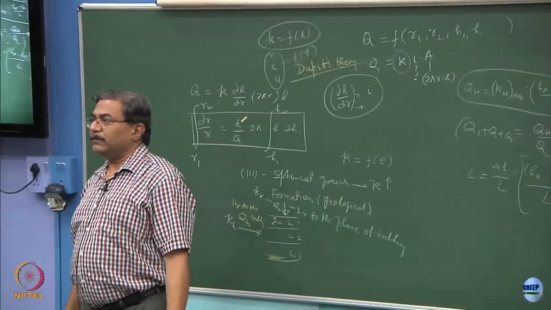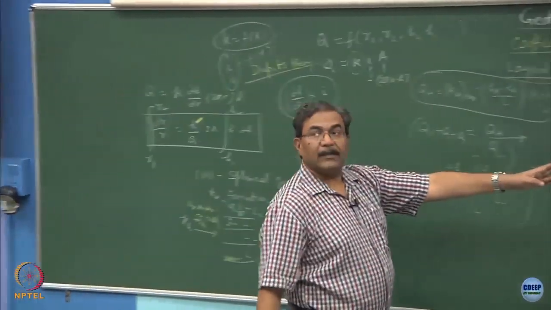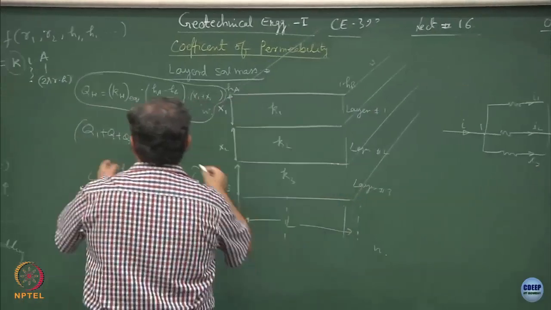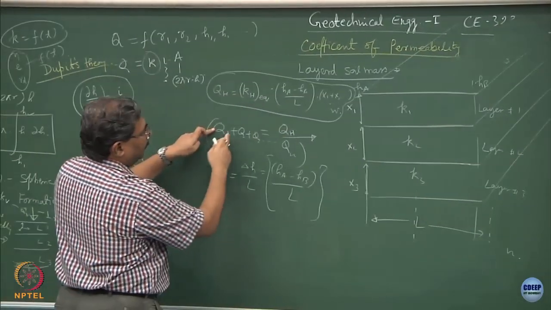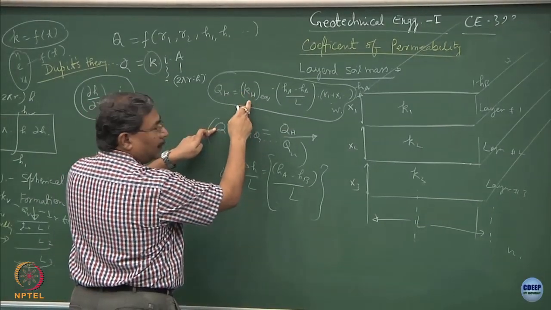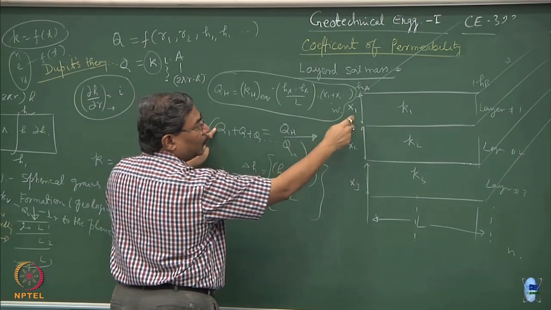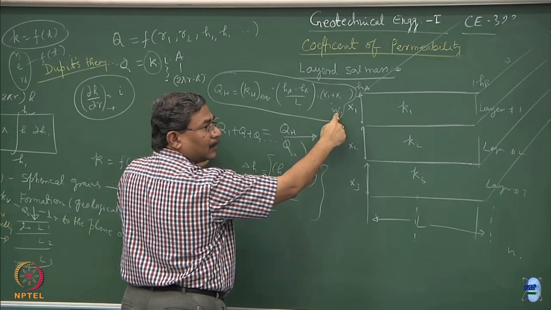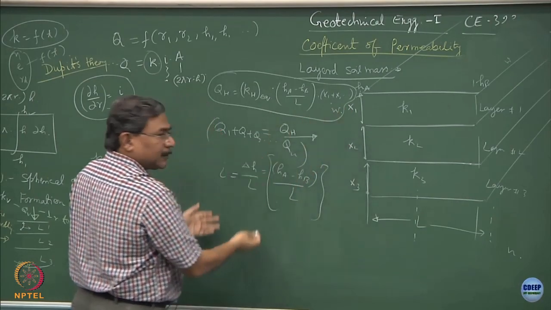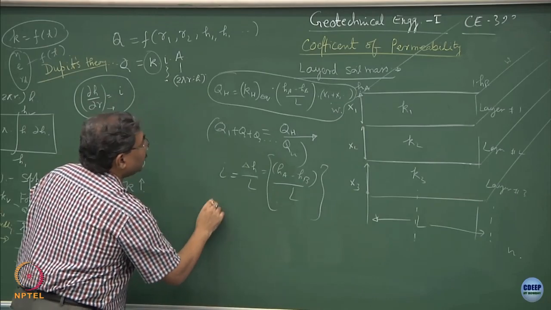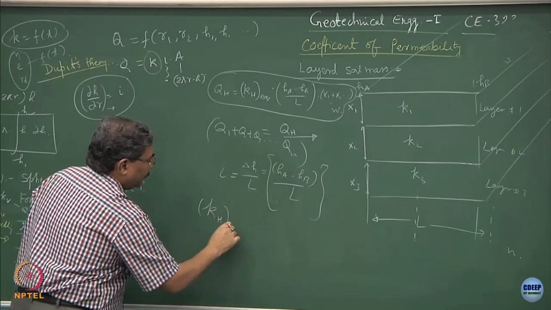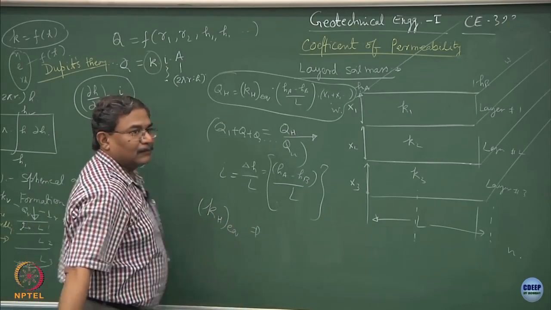No issues? Analogy is clear? And now you know what is Q1. Q1 will be equal to K1 I x1 into W. Is this okay? So, you know all the expressions. Tell me what will be KH equivalent? Quick.